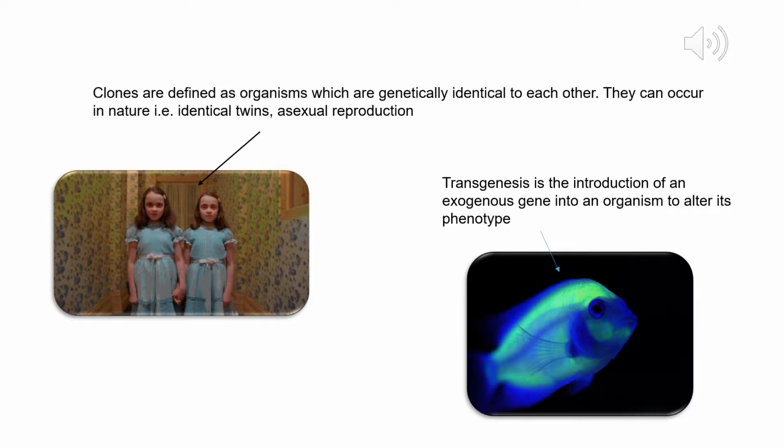Transgenesis is the introduction of an exogenous gene into an organism to alter its phenotype. For example, creating fluorescent fish or mice.